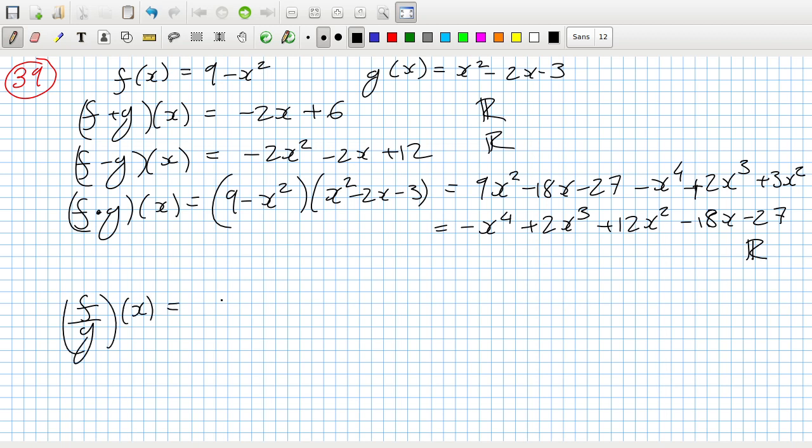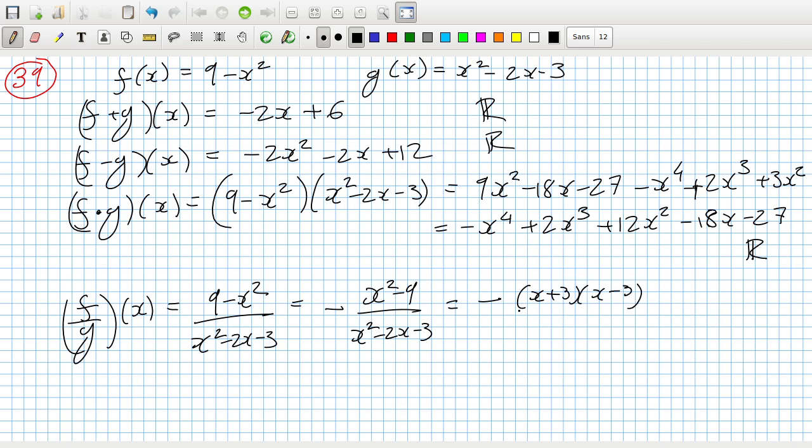of x is 9 minus x squared over x squared minus 2x minus 3, which is minus x squared minus 9, if I take the minus out on the top, over x squared minus 2x minus 3, which is minus x plus 3 times x minus 3 over, let's factorize that, x minus 3 times x plus 1. But the domain is all real numbers except for minus 1 and 3. And you can do some cancelling here. Cancelling here. So you're left with minus x plus 3 over x plus 1.